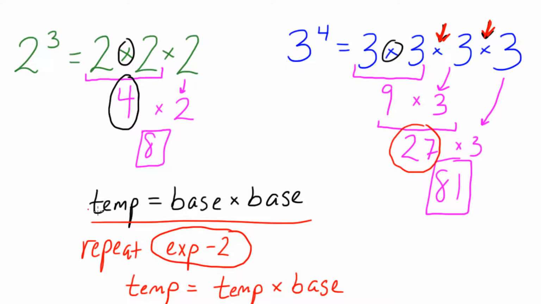Now, maybe what we could do is set a temporary variable equal to the base up here. Now that I'm looking at it, we could set a temporary variable equal to the base, and then instead of repeating this exponent minus 2 times, we would just have to repeat it exponent minus 1 time. If we just do that, we would have to do the extra multiplication inside of the repeat. And that's actually probably cleaner and better looking.